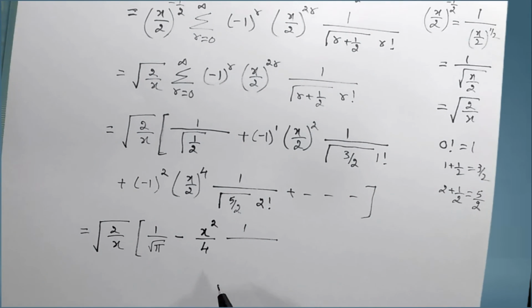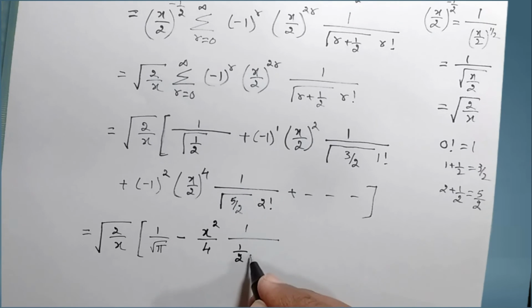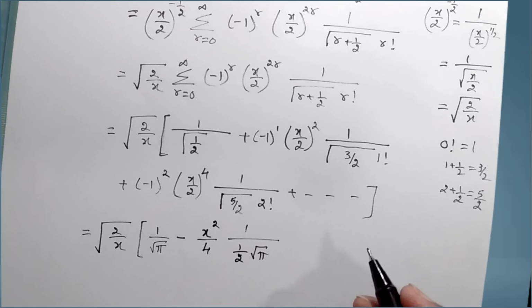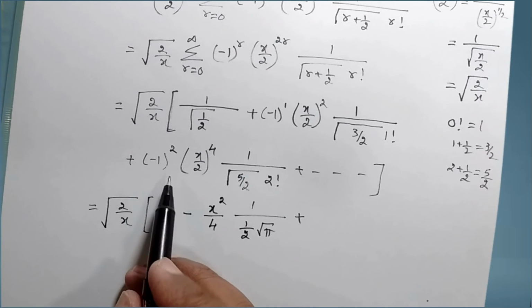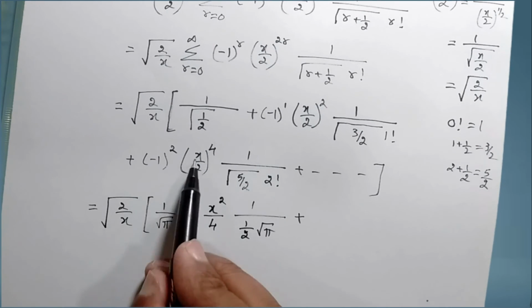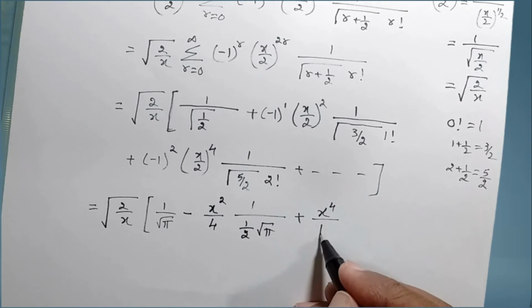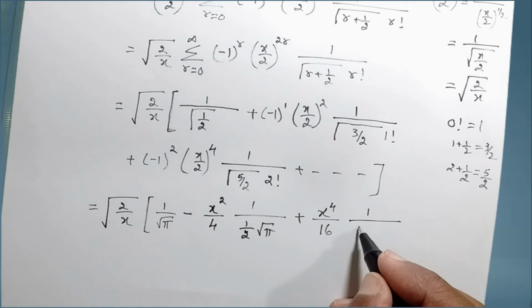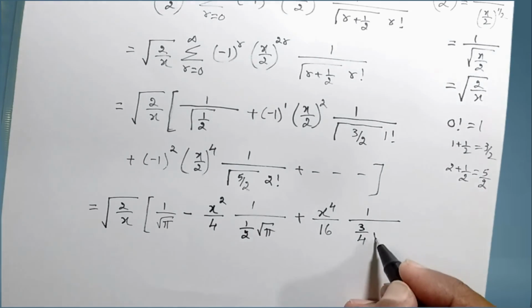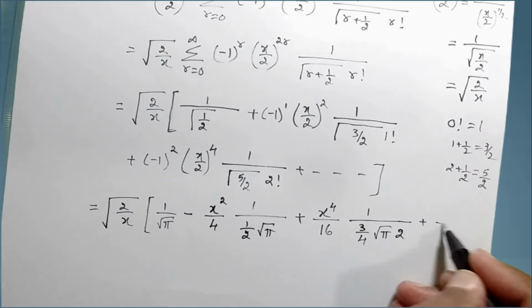1 divided by, what is the value of gamma of 3 by 2 we have got? You can just check it. Gamma of 3 by 2 we have already got that value to be equals to 1 by 2 into square root of pi. And here 1 factorial will be 1 itself. Next term, minus 1 whole square will be positive value plus itself. Then x power of 4 divided by 2 power of 4, which is 16, into 1 by gamma of 5 by 2. You can check what is the value you have got. So we have got 3 by 4 into square root of pi into, 2 factorial can be written as 2, and the remaining terms.